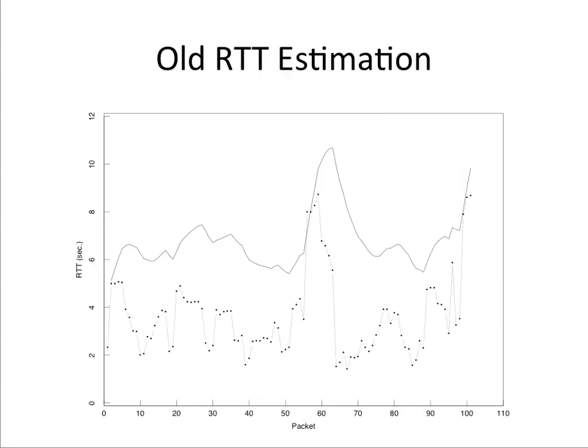Let's look at what happens when we use just the first estimator. So those dots are the RTT samples. You send a packet, you receive an ACK, and you record the time. Saying, okay, it took, for example, I don't know, 4 seconds or 2 seconds or something like that. So you're recording just the round trip time. The solid line is the estimate. So why is the estimate so high sometimes?